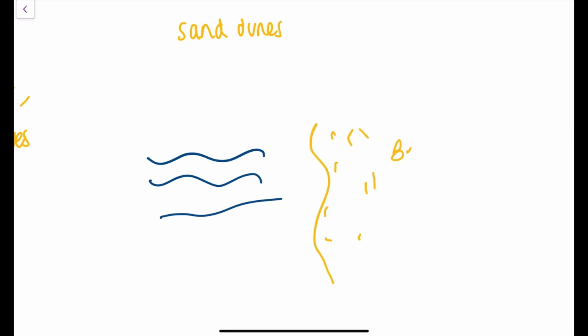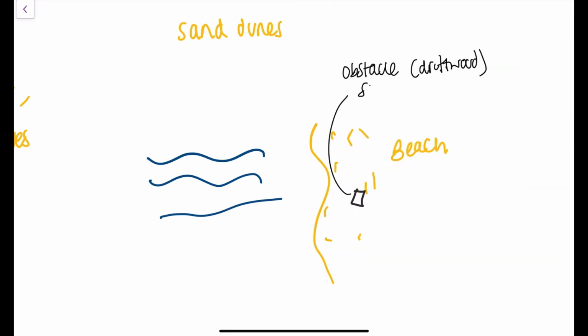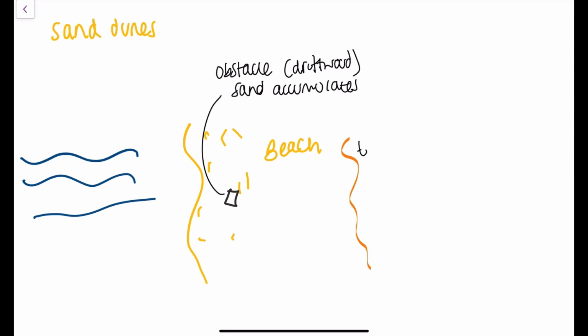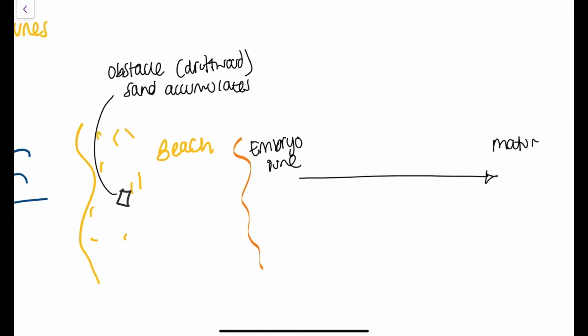Now, we obviously know sand dunes form around an obstacle, so when the wind blows sand over the beach, and it collects and accumulates around an obstacle. This could be a piece of driftwood, it could even be litter, and over time the vegetation grows. So we've got marram grass, which is the pioneer species, and this binds the sand together.